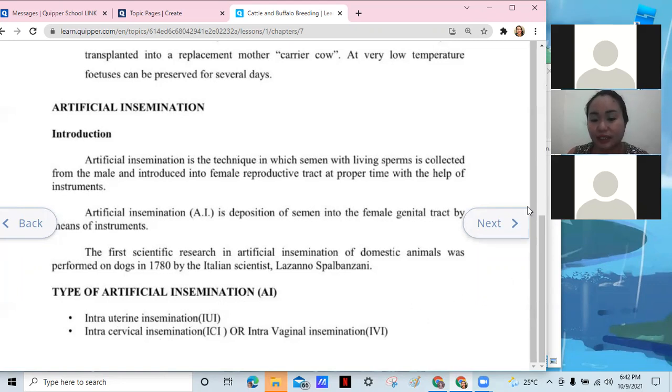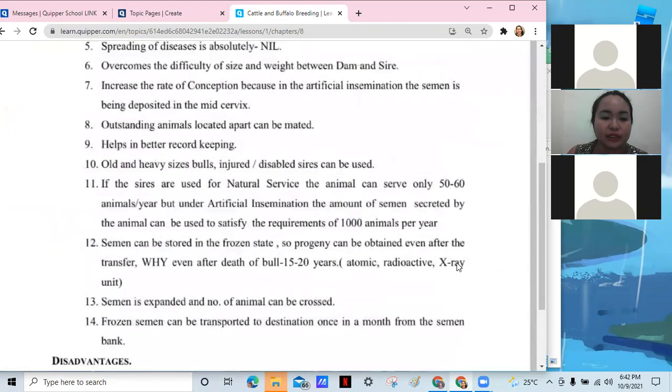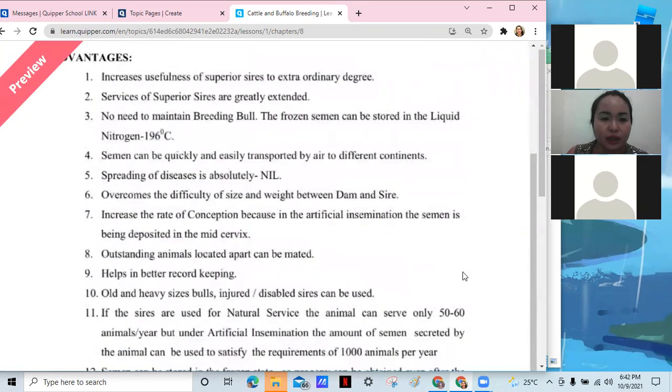Uterine is one, cervical or vaginal is the other. So this is very advantageous compared to the disadvantages. It increases the usefulness of superior sires, so you can choose good semen to an extraordinary degree. The service of superior sires is greatly extended and there is no need to maintain a breeding bull. Only the production of semen is needed, which is frozen.